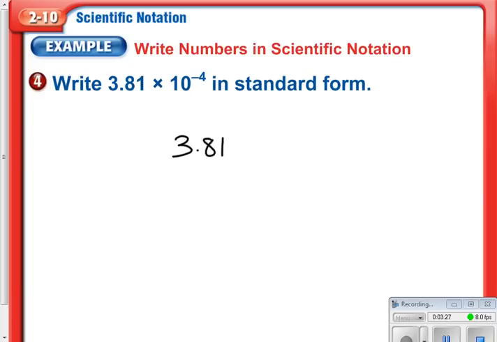3.81 times 10 to the negative fourth. Again, negative exponent. Negative exponents move to the left. In this case, it'll move to the left 4 spots. 2, 3, and 4. And we fill in with zeros. That's taking scientific notation and putting it into standard form.